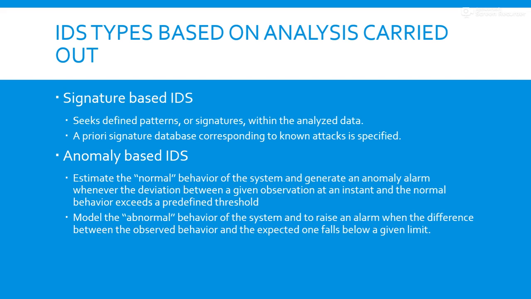Now if we compare both, anomaly based IDS are better than signature based IDS in terms of detecting novel attacks, or new attacks for which a signature has not yet been built. So if some new attack is being carried out, signature based IDS would not be able to detect it because the signature of this attack is not yet present in the database, while anomaly based IDS can still detect such types of attacks.